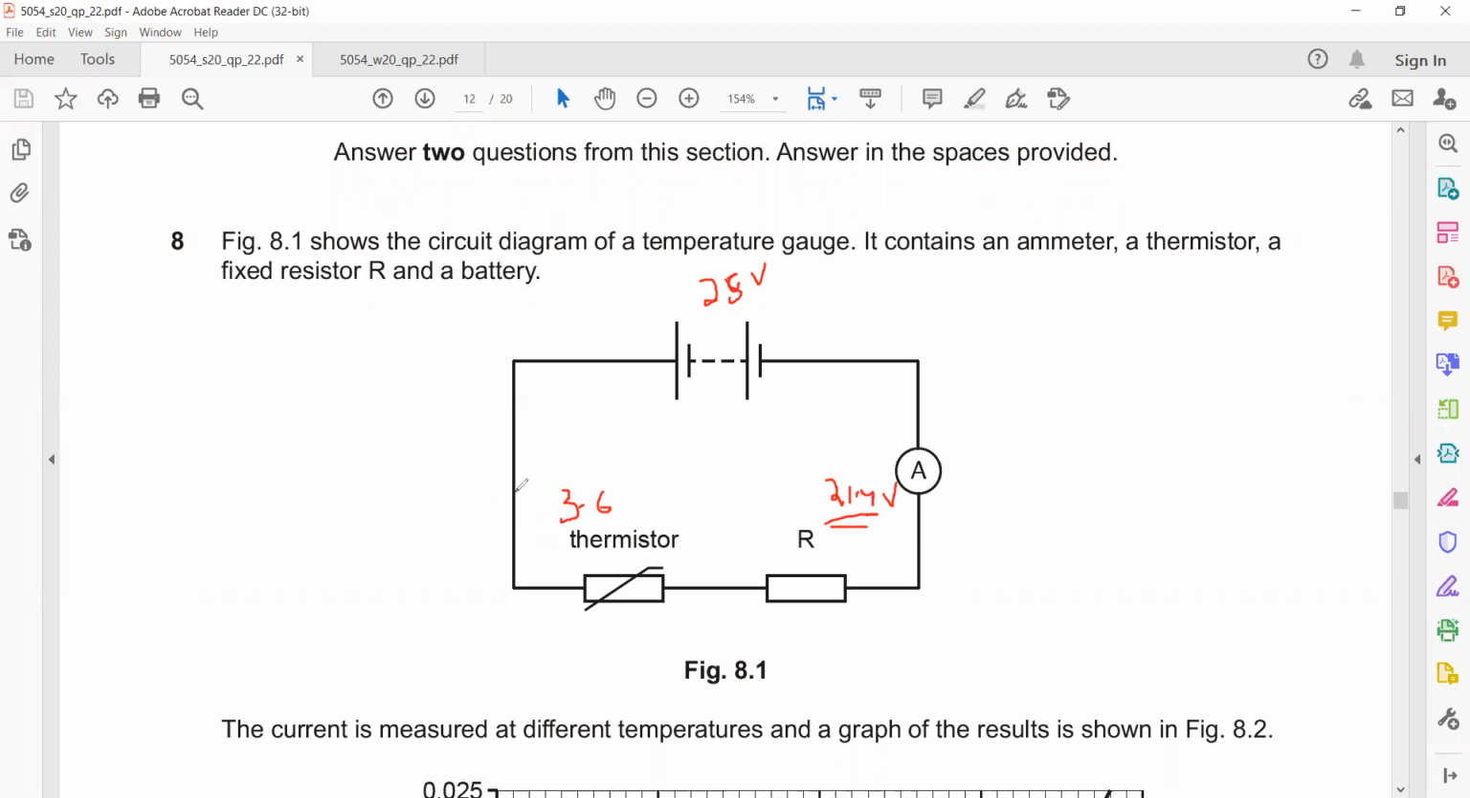And they are in series, so they will have the same current. So 0.014 ampere was moving through the thermistor, and the same current will flow through R. So we have the voltage, which is 21.4, and we have the current 0.014. So we can find its resistance, which will come out to 15,000 ohms.